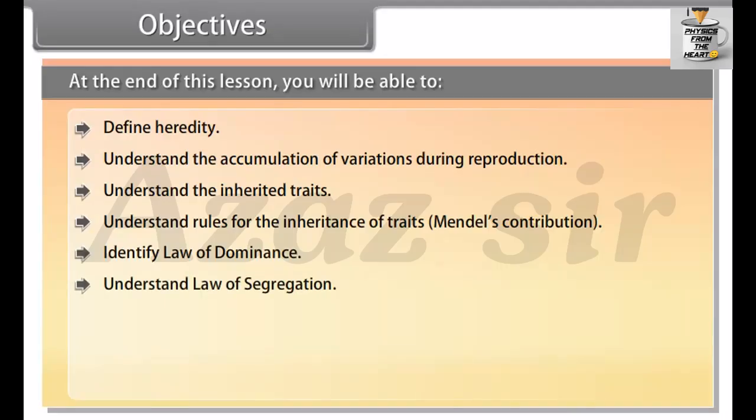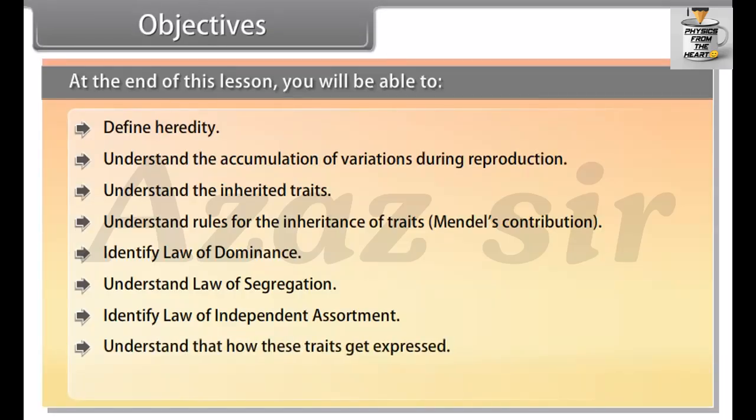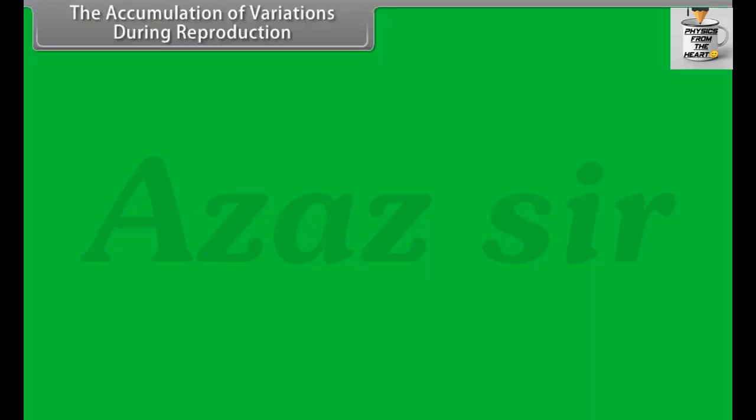understand law of segregation, identify law of independent assortment, understand how these traits get expressed, understand process of sex determination, the accumulation of variations during reproduction.